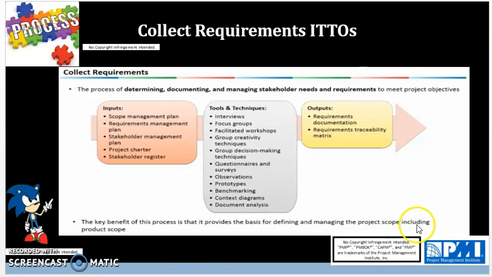That is really important to understand, and the key benefit of this whole process is that it provides the basis for defining and managing the project scope, including product scope. Keep in mind that the product scope needs to be determined before you do the project scope. So in the case of an iPhone, you will be making sure that you get all the requirements for the latest upgrade and that you will do that for the project.